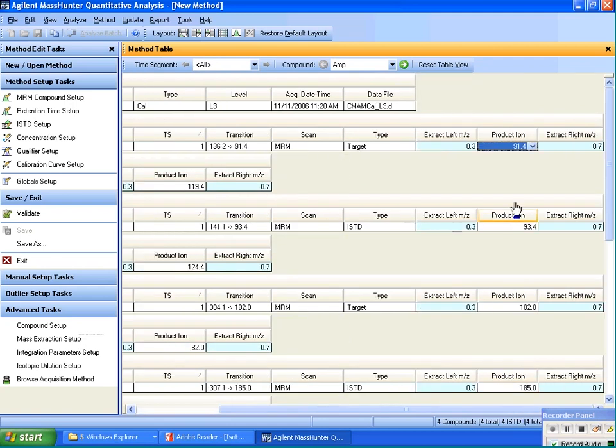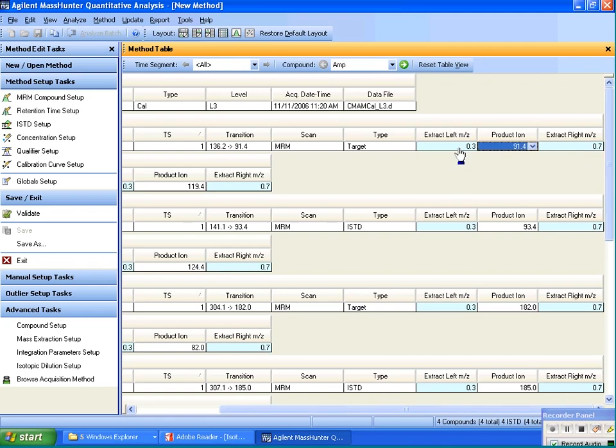So if I look over here at amphetamine and look at the product ion, I'll see that if I subtract 0.3 from the left and then add 0.7 to the right, I will have the mass extraction window for this particular signal. It's a little bit lopsided to the right, and that's because of the molecular mass and its tendency with carbon-based compounds to be a bit more than the elemental number.